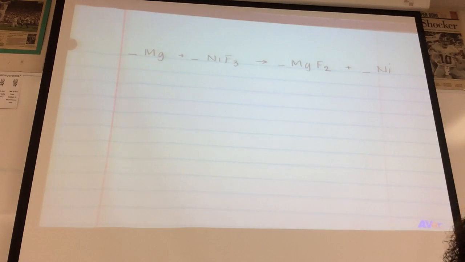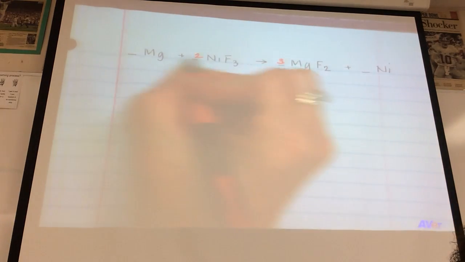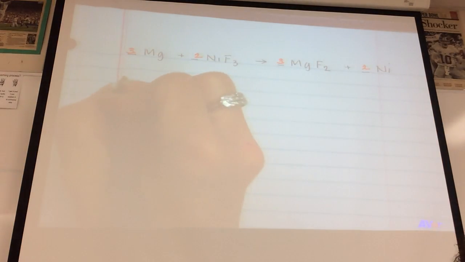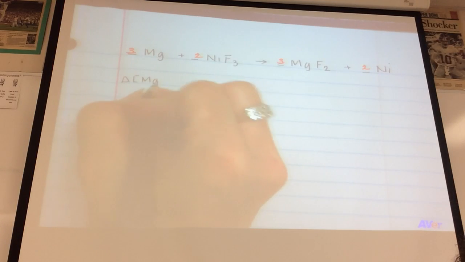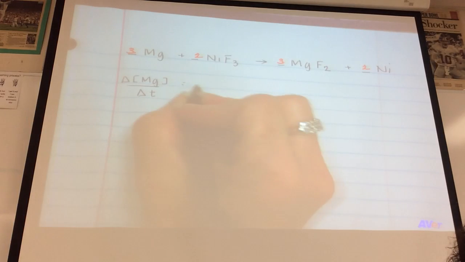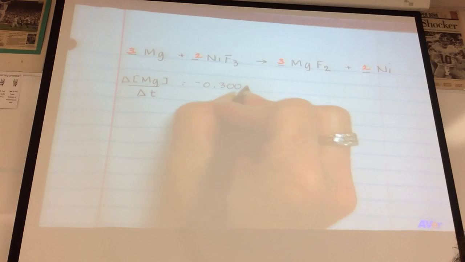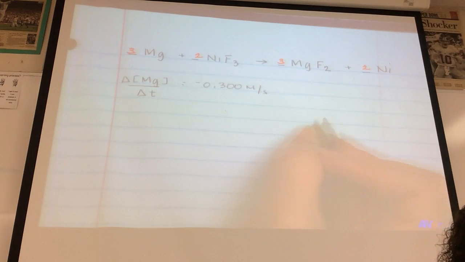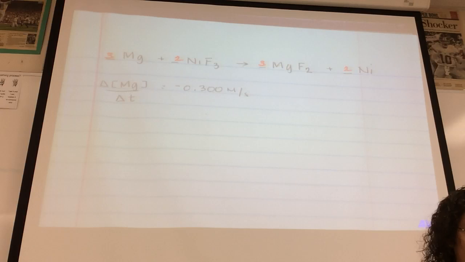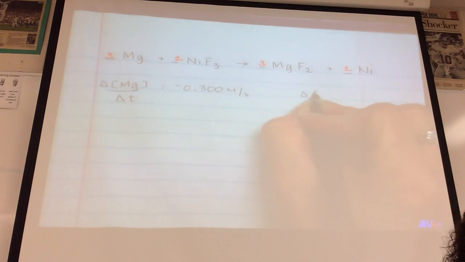And we mastered balancing a long time ago, so this is not an issue. It says the rate at which magnesium disappears, recognize again, a rate is the change in concentration over the change in time, is negative 0.300 molar per second. We want to know the rate at which the element appears, so what are we looking for? The nickel, because that's an element on the product side. Good.